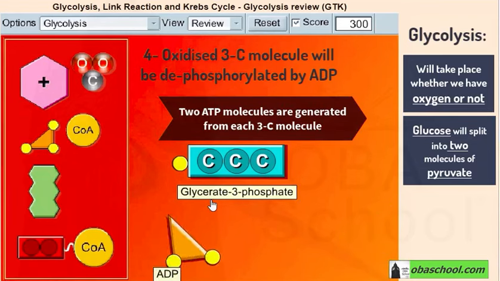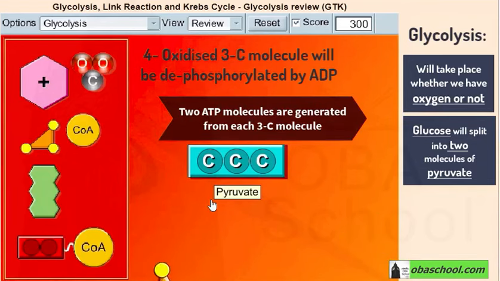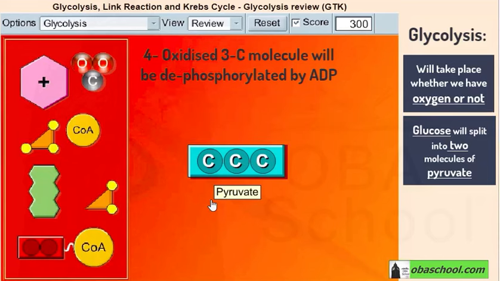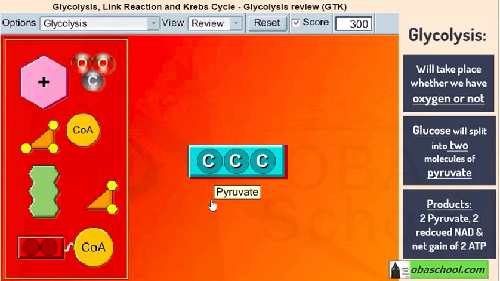So, 2 ATP molecules are generated from each 3-carbon molecule, giving us the end product, pyruvate. The end products of glycolysis are 2 pyruvate, 2 reduced NAD, and a net gain of 2 ATPs.